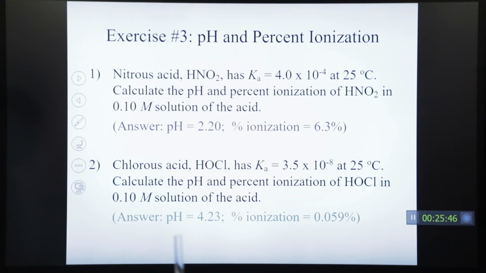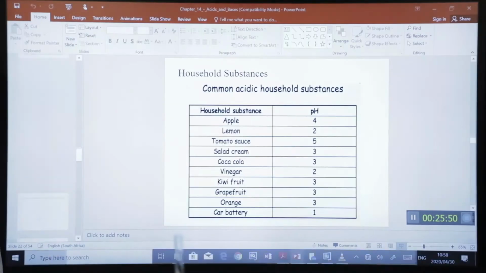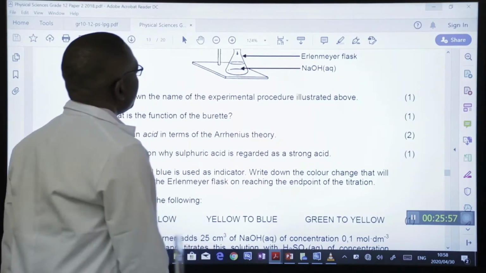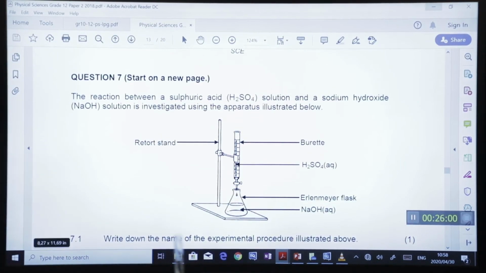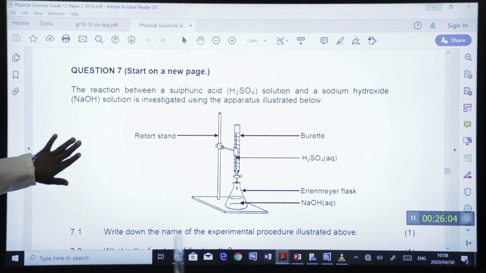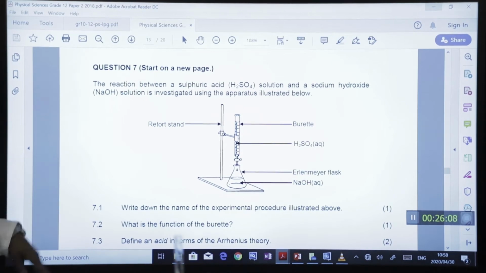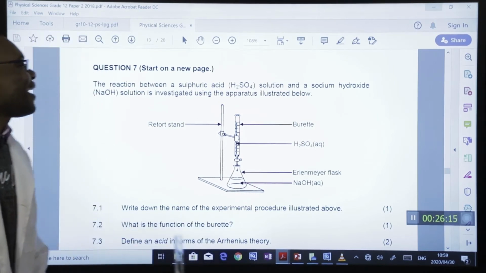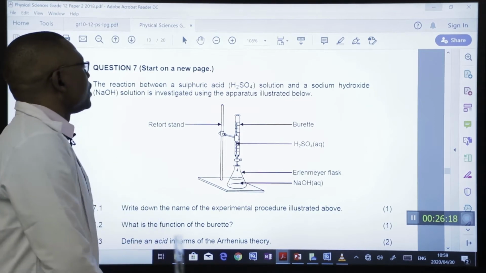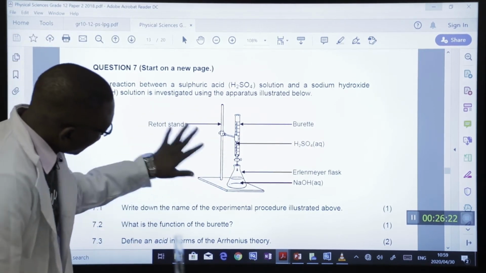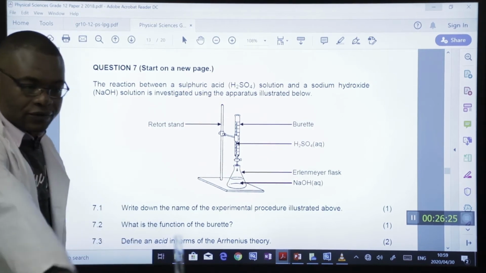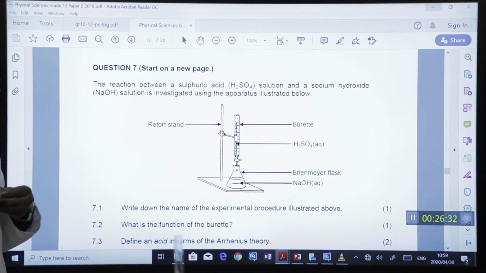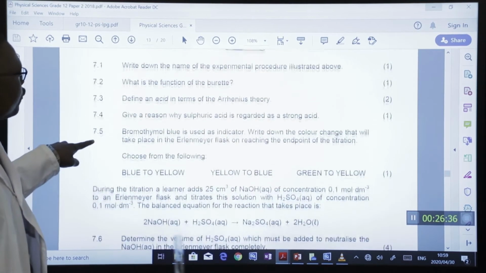Okay. So, ladies and gentlemen, let's move on to a practical examination question where we are expected to show an understanding of this phenomenon. Let's go back to our 2008 May-June paper, question 7, where we are applying this acid-base equilibrium. We've got a reaction between sulfuric acid solution and a sodium hydroxide solution, and it is investigated using this apparatus. Ladies and gentlemen, I also have this apparatus here, and we are going to demonstrate the experiment which they are explaining here.